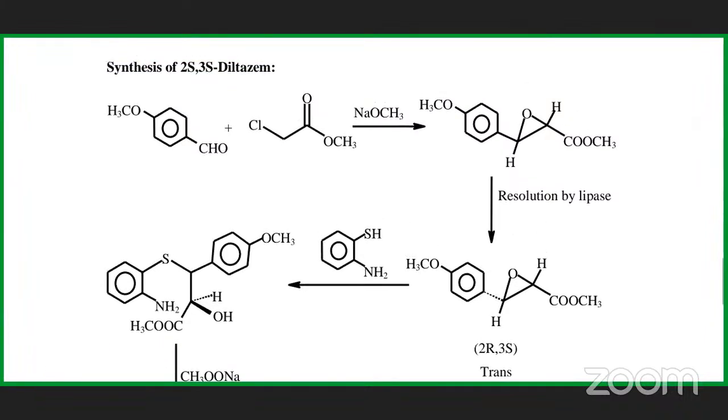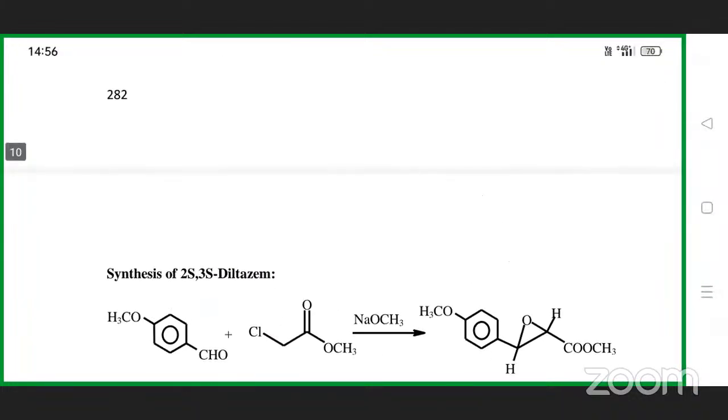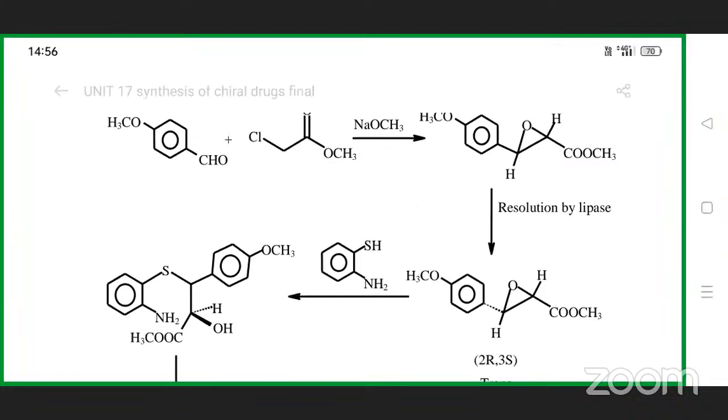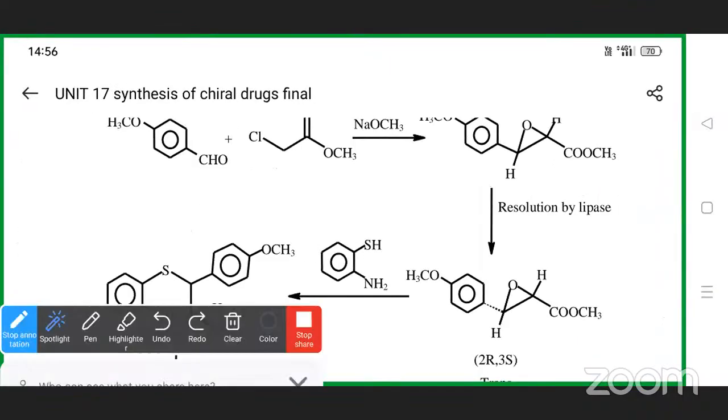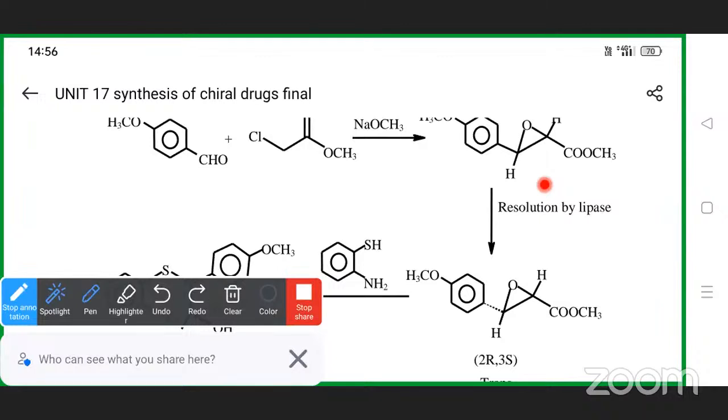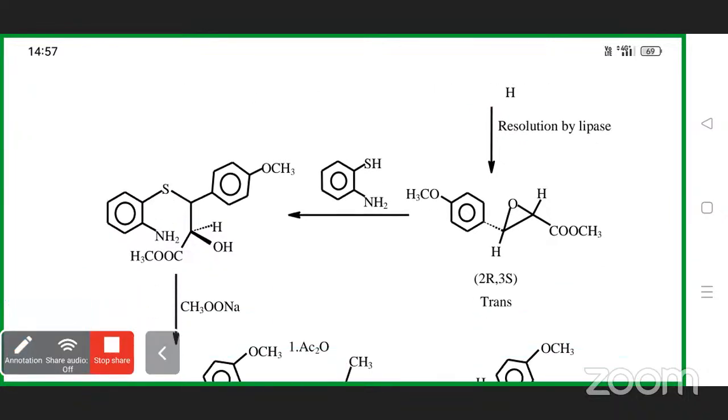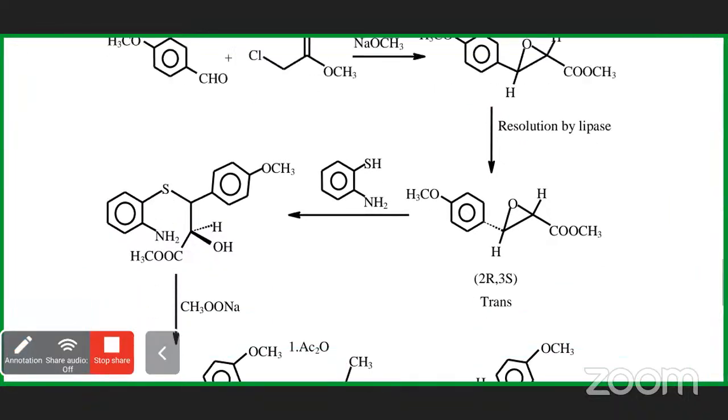I think here they are getting the racemic mixture, so some steps are skipped actually. Here we are getting the plus or minus epoxide derivative, so simply mention plus or minus. We are getting two isomers, this racemic mixture, and by resolution by lipase, we are separating this particular trans derivative, the 2R, 3S.